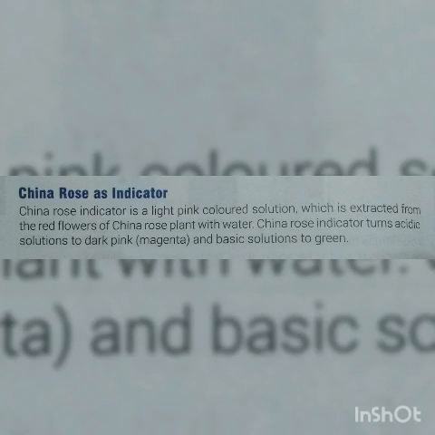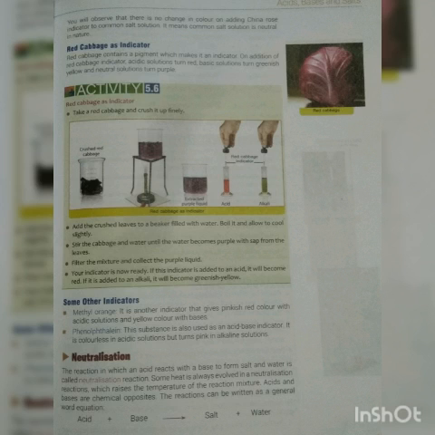Okay, students. Now the next indicator is the China rose indicator. It is a light pink solution, which is obtained from the red flowers of the China rose plant with water. Now, China rose indicator turns an acidic solution to which color, students? Into dark pink, which is often called magenta, and if you use it in a basic solution, it will change its color to green, students.